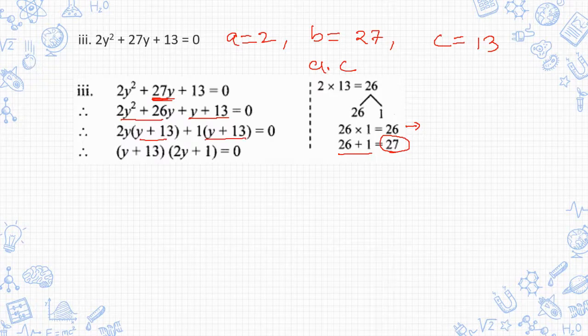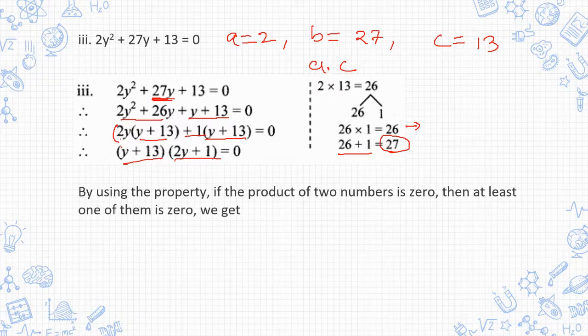So y plus 13 will be one factor. So in the bracket I'll write y plus 13, and then you have your 2y plus 1. So 2y plus 1 will be another factor. So the two factors here are y plus 13 and 2y plus 1 equal to 0. Now again we'll use the property: if the product of two numbers is 0, then at least one of them is 0. So you can either say y plus 13 equal to 0 or 2y plus 1 equal to 0.